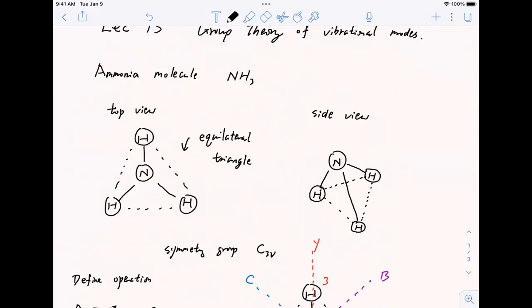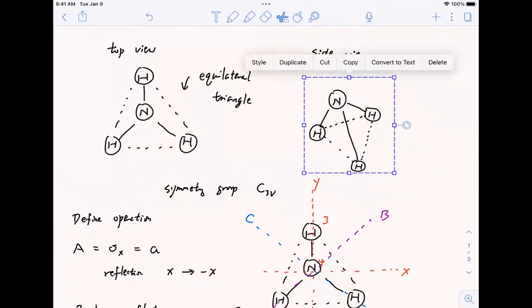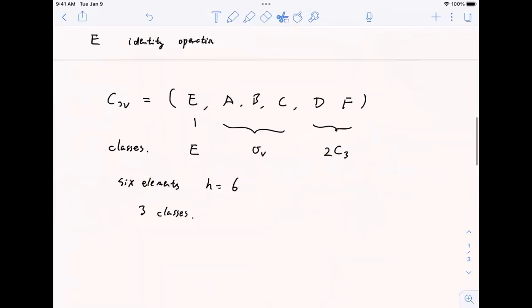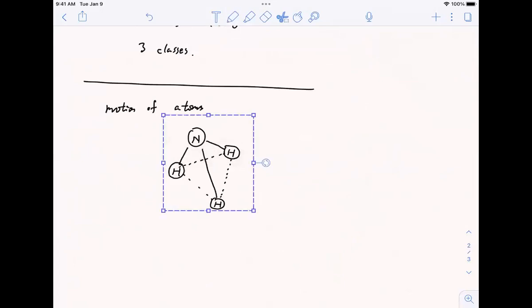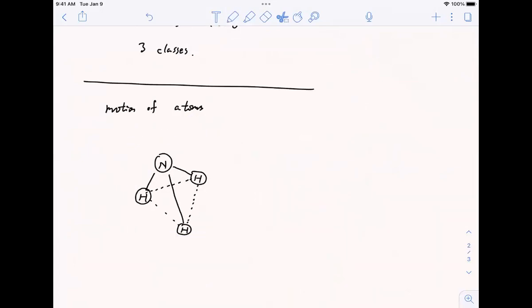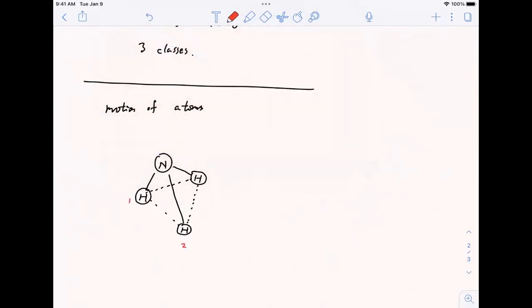Now we're going to study the motion of these atoms. Let me copy this. So when you study the motion of atoms, each atom, we label them as 1, 2, 3, 4.